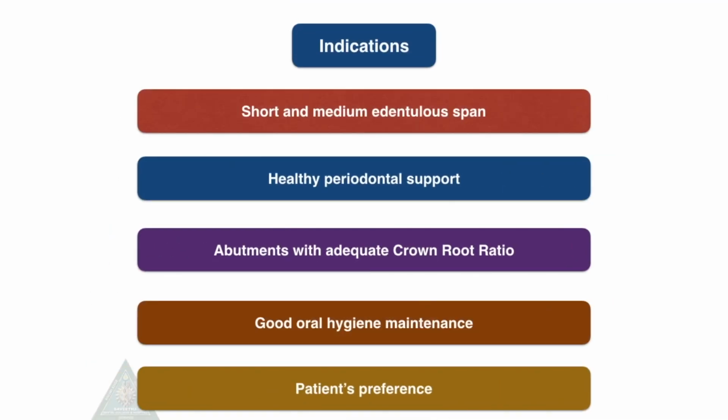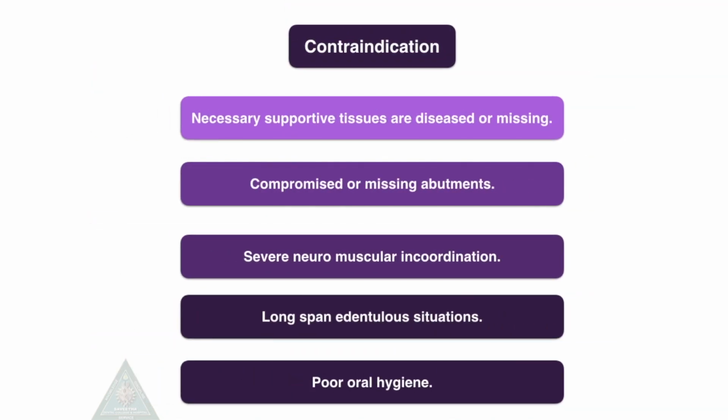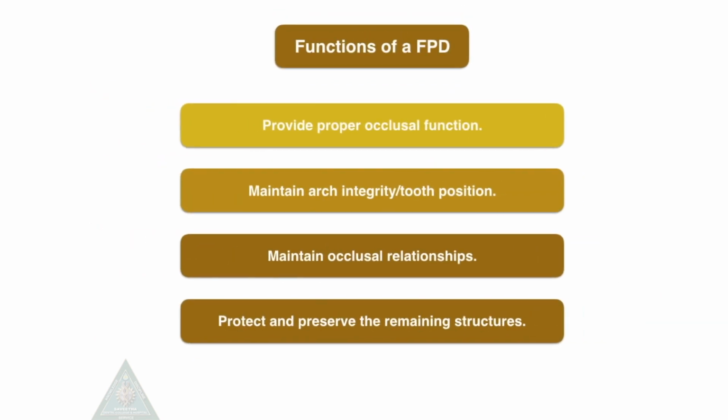The main indications of FPD will include short and medium edentulous span situations, healthy periodontal support, abutments with adequate crown-root ratio, good oral hygiene maintenance, and patient's preference. FPD is contraindicated in long-span edentulous situations in patients with severe neuromuscular incoordination, compromised or missing abutments, when the necessary supportive tissues are diseased or missing, and patients with poor oral hygiene.